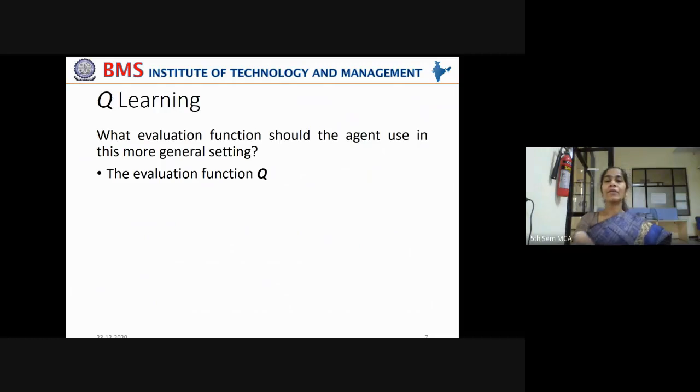In that case, we have a solution, that is the evaluation function Q. So this entire introduction is given to you to highlight the importance of the Q function. What evaluation function should the agent use in this more general setting? When the immediate rewards are not known, when the cumulative value of the next state is not known, then what is the solution? You have to learn the evaluation function Q. This will provide us the solution. The Q learning algorithm will provide us the solution.